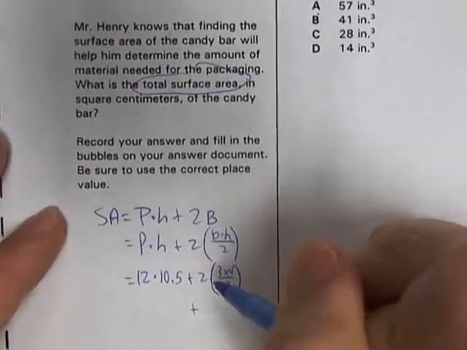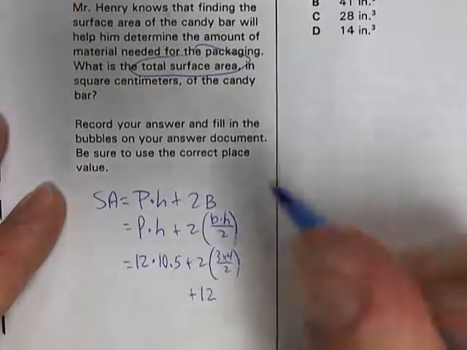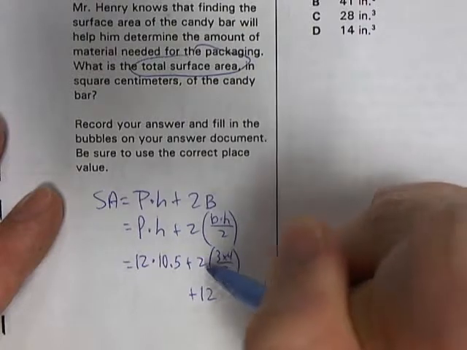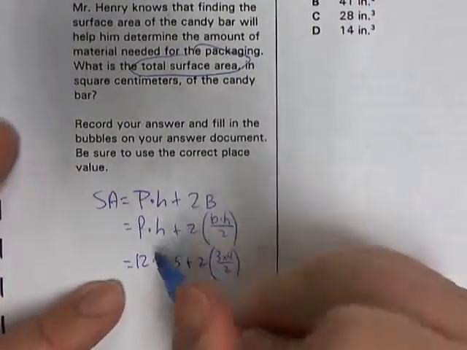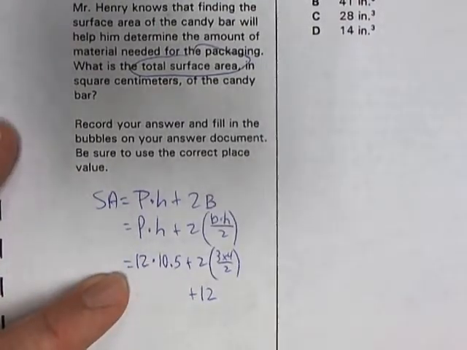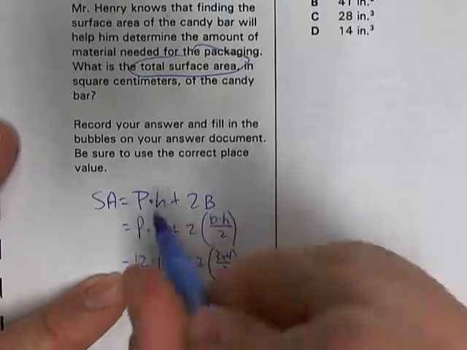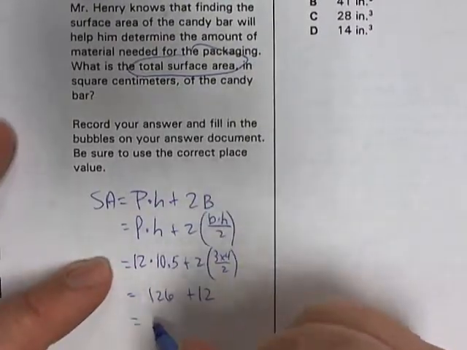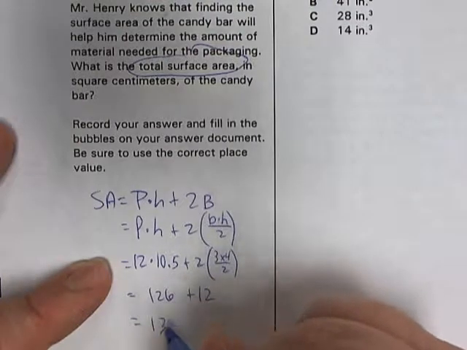6 times 2 is 12, right? 3 times 4 is 12, 12 divided by 2 is 6, 6 times 2 is 12. Then you have to multiply 12 times 10.5, which equals 126. So now we're going to add 126 to 12, and we get 138.